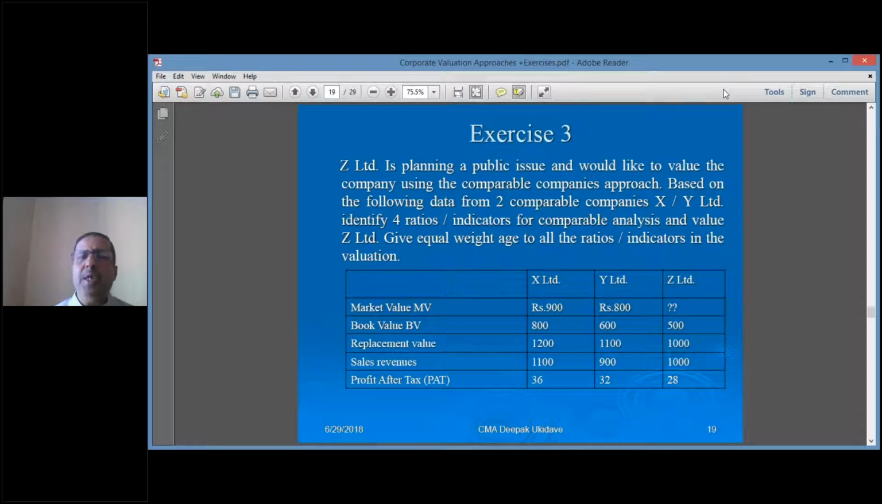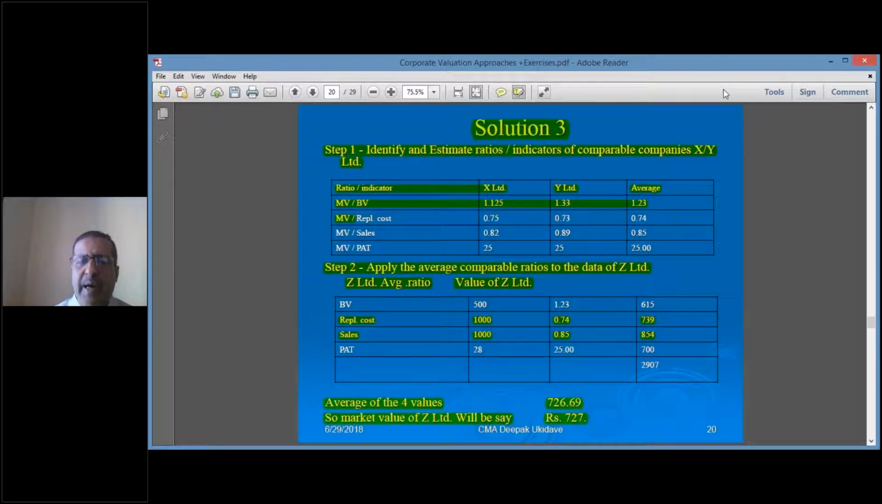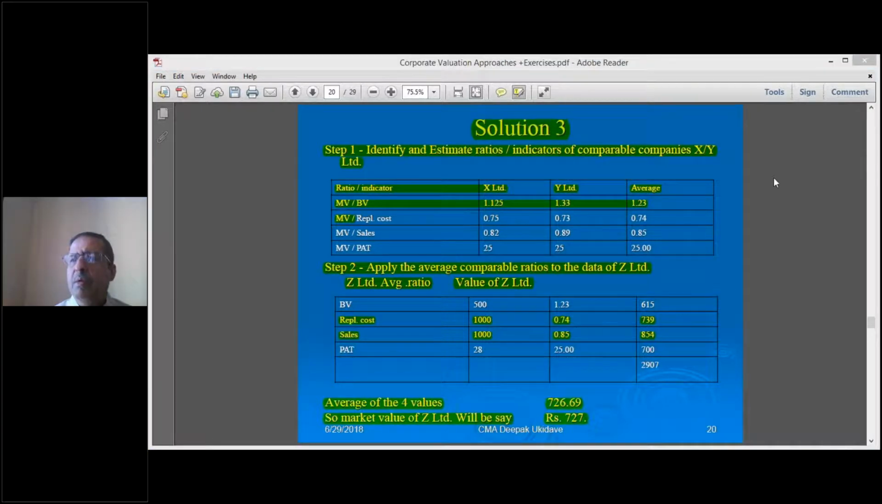In problem number 3, the question was to calculate the value of the firm, value of Z Limited. So there is no question of a comment, Sumadhura. Where is a comment asked? The question says value the firm, value Z Limited. So we valued Z Limited and that is 727. Do you understand, Sumadhura? No, there is no question. We are just using the comparable company approach. Okay, thank you.